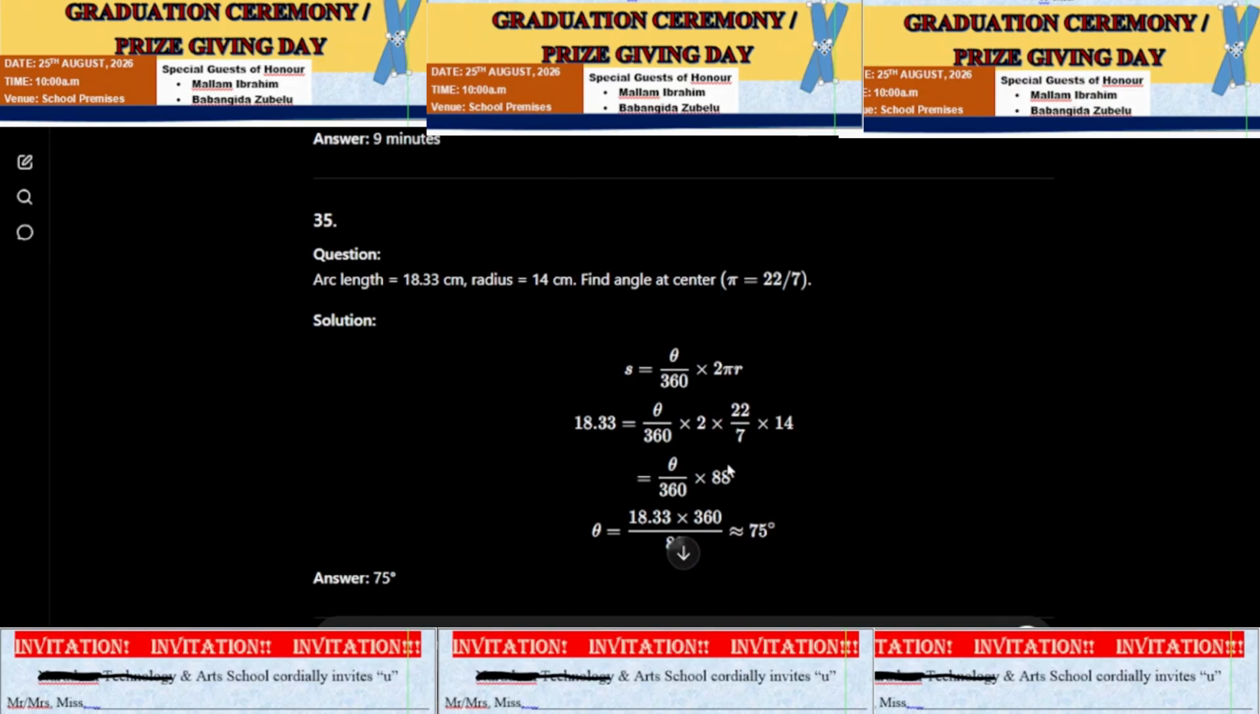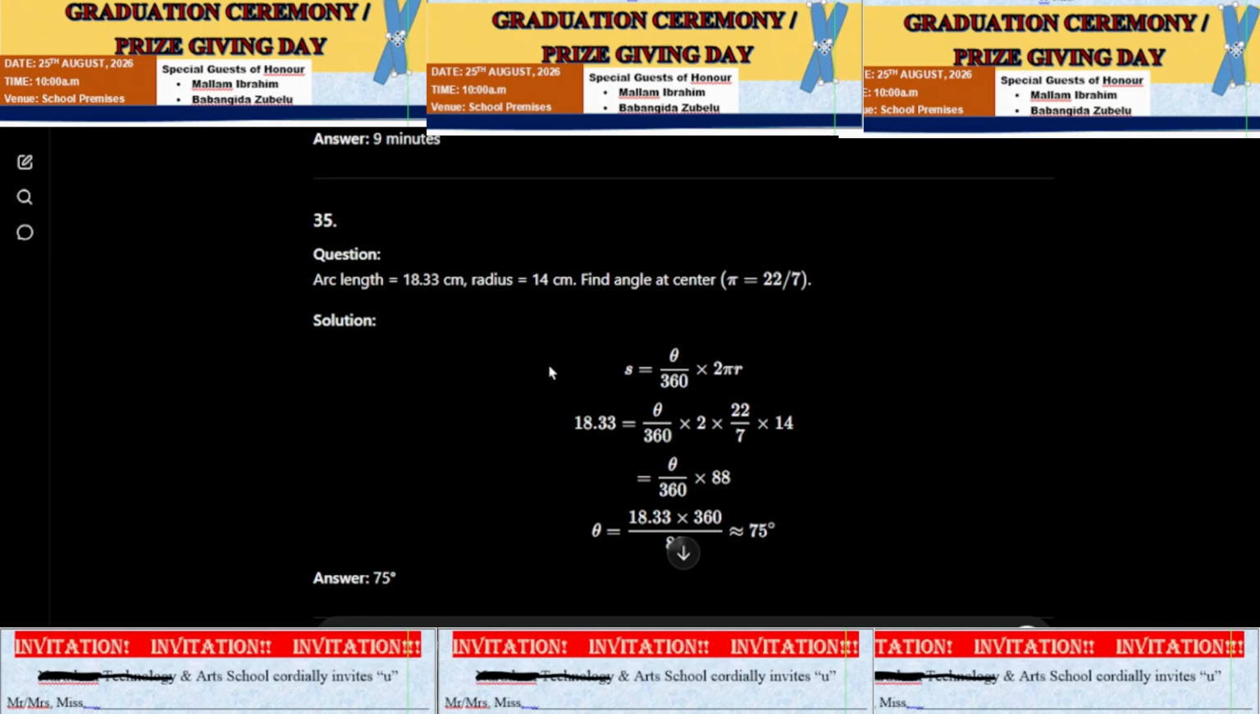Let's move to the next question. So we have here an arc. The arc length is equal to 18.33 centimeters, and the radius is 14 centimeters. Find the angle at the center, and pi is given as 22 all over 7.